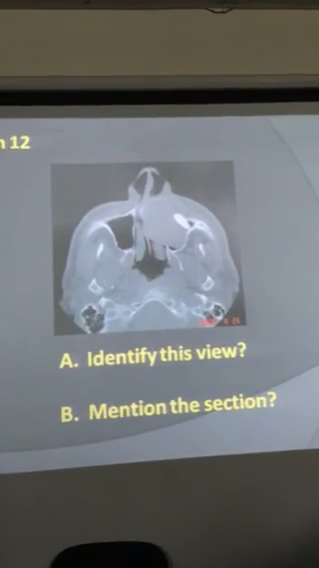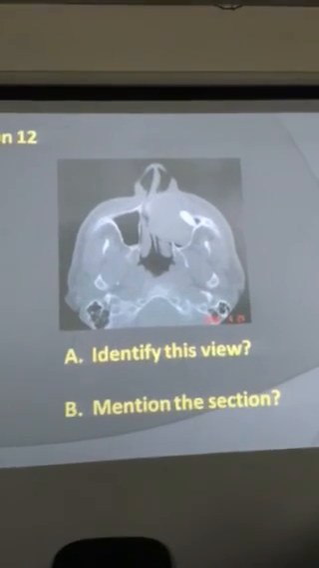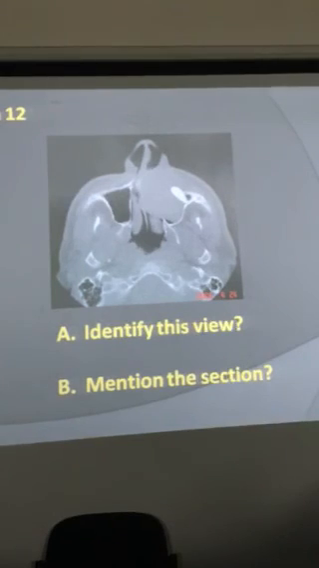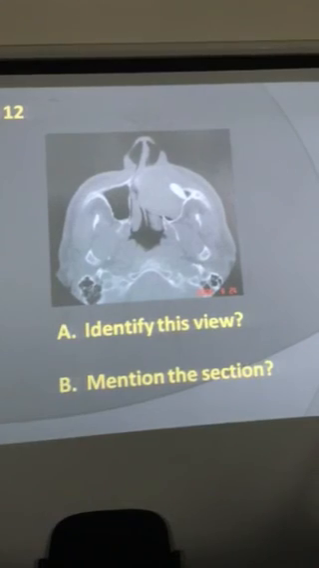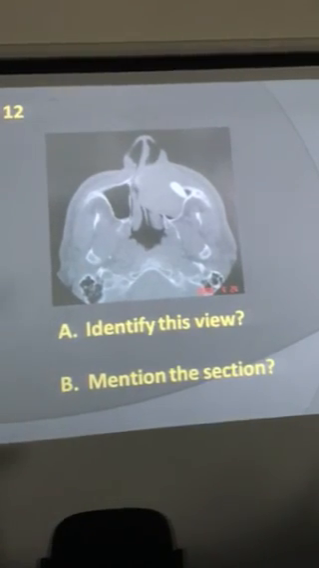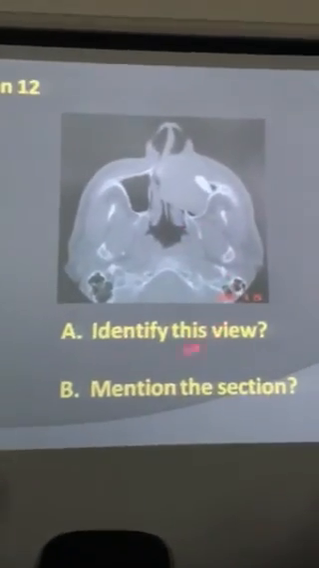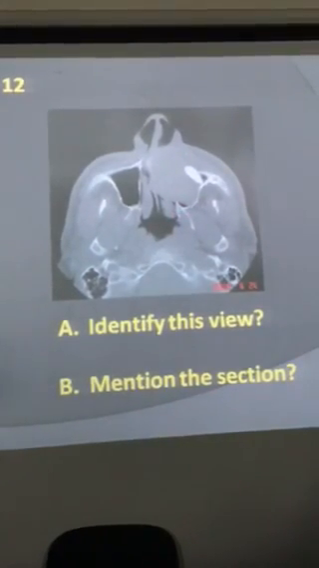Okay, identify the view. What is the view? First tell me the view. CT. It is not submental vertex. Axial CT. Excellent. This section is called cross section, also called axial. If you write cross section, no problem. This section is called coronal. So this is an axial CT. The first question is identify the view: CT. Second question, mention the section: axial. Clear?